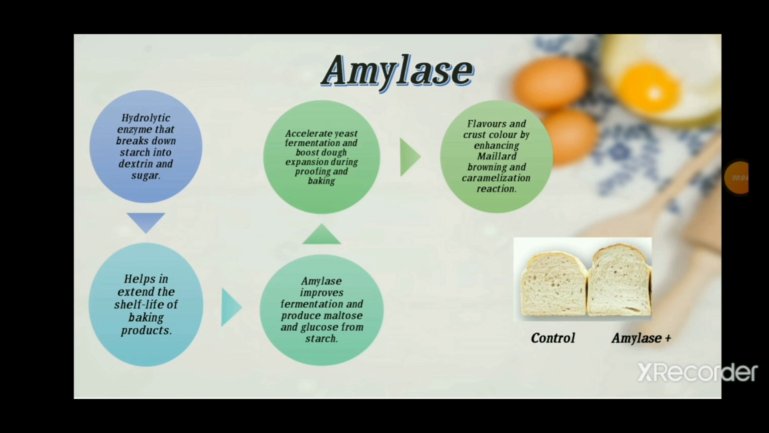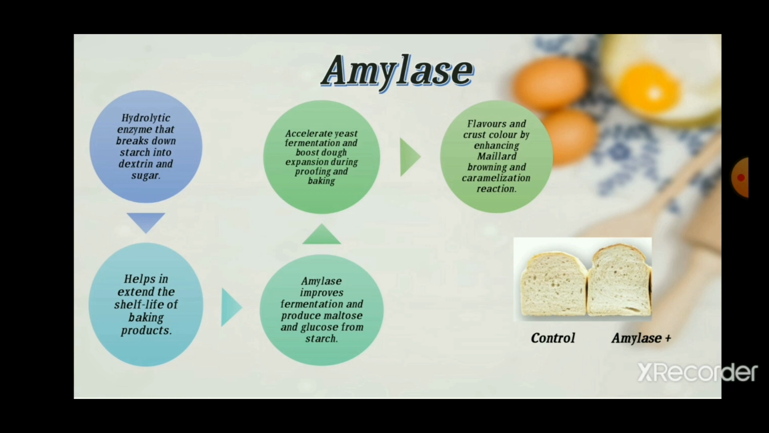Firstly, we're going to see amylase. Amylase enzyme is a hydrolytic enzyme that breaks down starch into dextrin and sugar. It helps extend the shelf life of baking products. Amylase also improves the fermentation and produces maltose and glucose from starch. It accelerates yeast fermentation and boosts dough expansion during proofing and baking.